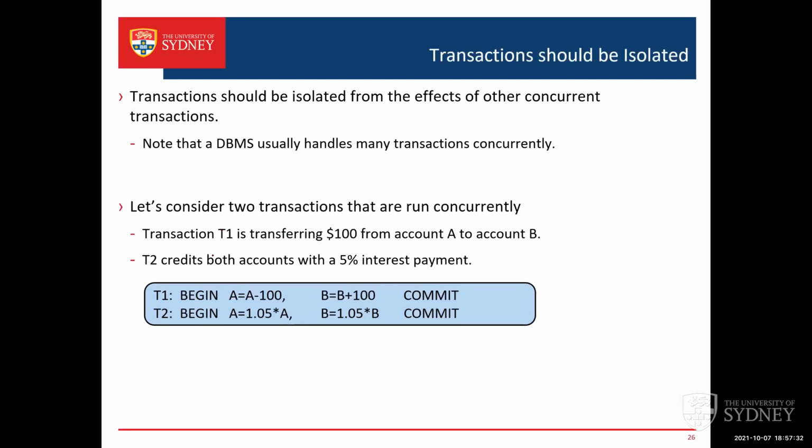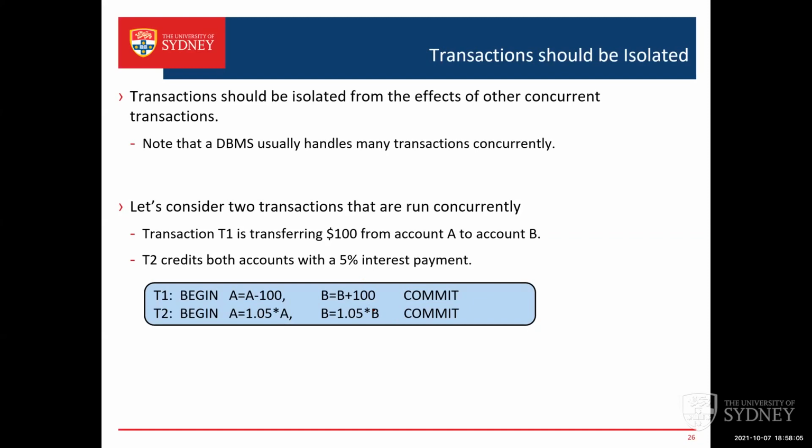Think about these 2 transactions, T1 and T2. In T1, we are trying to transfer $100 from account A to account B. So we simply subtract $100 from A and then add $100 into account B. Right? So that is what transaction 1 is. In transaction 2, we are trying to increase all of these account values by 5%. So A equals 1.05 times A, and B equals the same. So these are the 2 transactions that come to us at the same time.